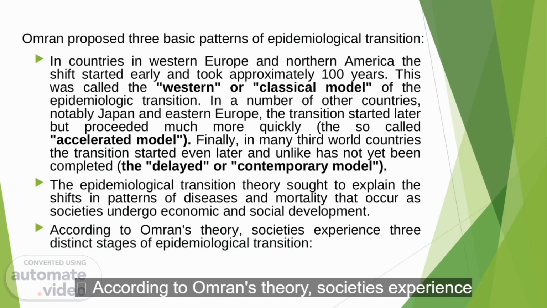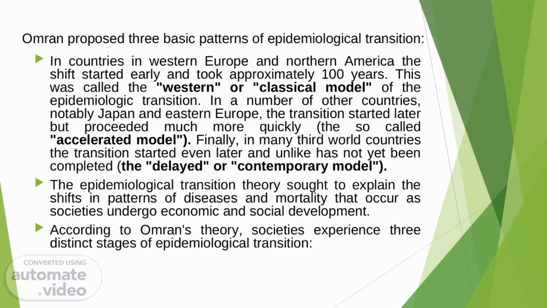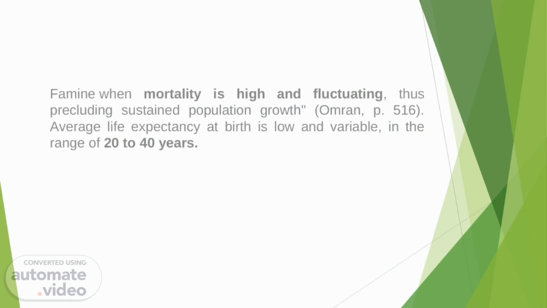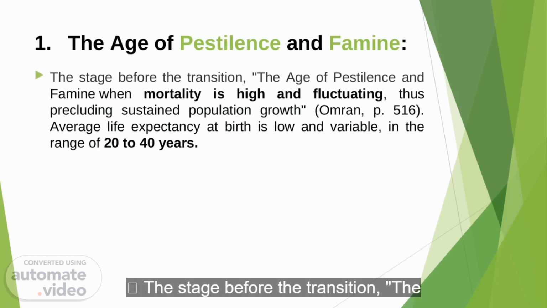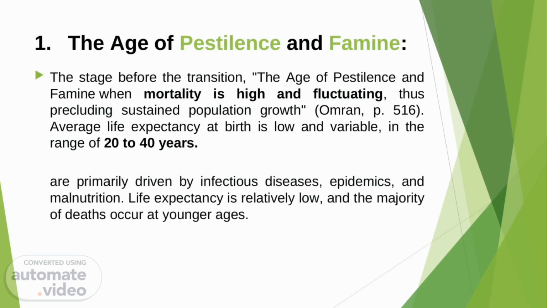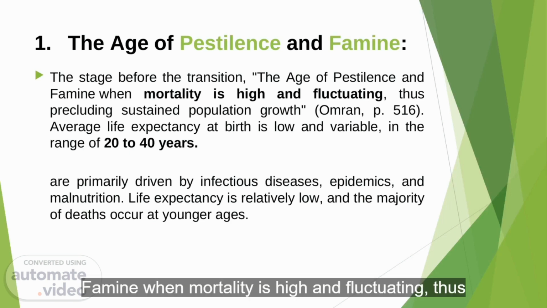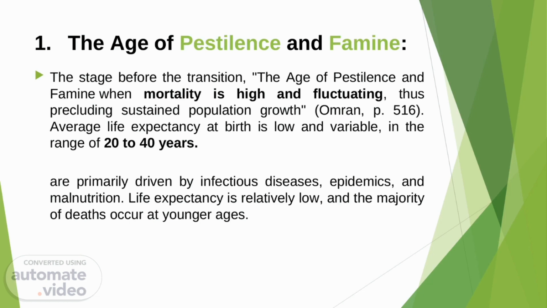According to Omran's theory, societies experience three distinct stages of epidemiological transition. 1. The age of pestilence and famine. The stage before the transition, the age of pestilence and famine when mortality is high and fluctuating, thus precluding sustained population growth. Omran, p. 516.